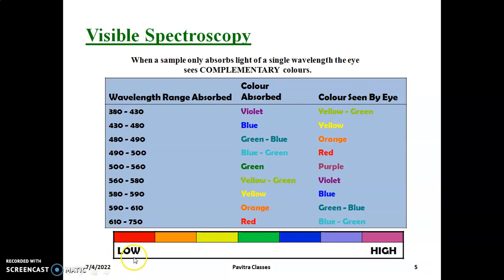This is the low wavelength and this is the high wavelength: red, orange, yellow, green, blue and violet.